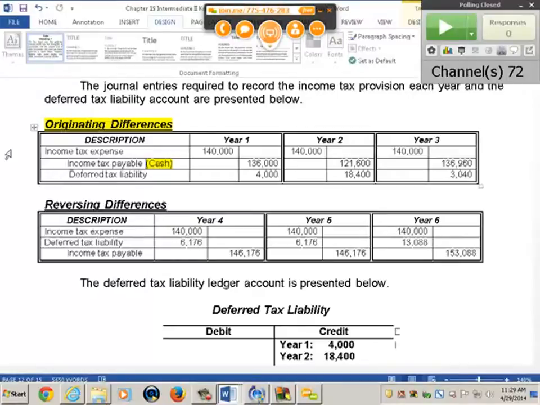So the DTL is really a non-cash expense, and it's just like depreciation, so you add it back in the statement of cash flows. The provision is a non-cash expense, and again, the term deferred taxes, as I said, is not really a good way to look at it. It's really accrued tax. You're really accruing more tax.